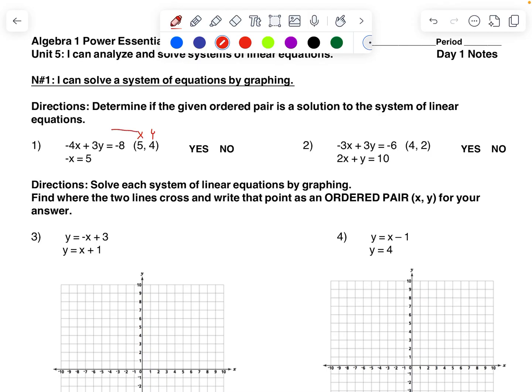So what I'm going to do is take this 5 and plug it in here because that's what x is, right? X is 5. And then I'm going to take this 4 and plug it in there for y. And then I'm going to do my math.